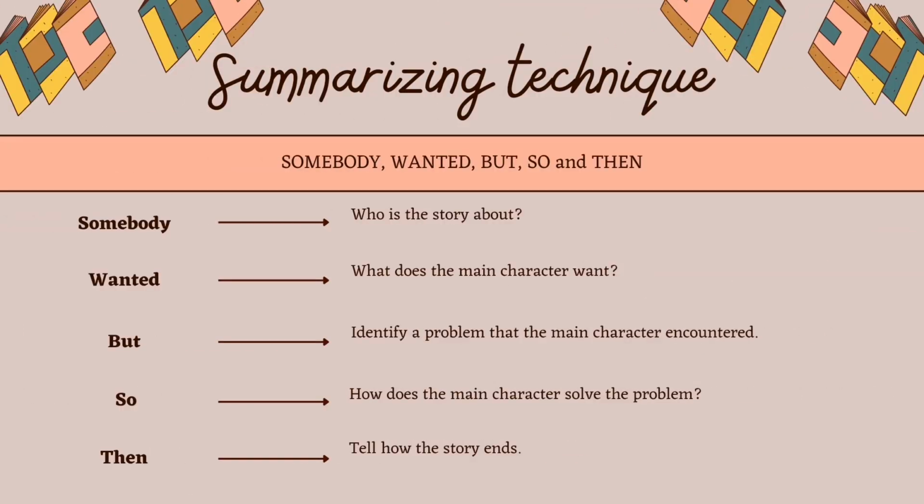Each word represents a key question related to the story's essential elements. This method is found to be useful in summarizing a piece of text or retelling a story, which most students usually do. Somebody means who is the story about. Somebody talks about who the story revolves around.